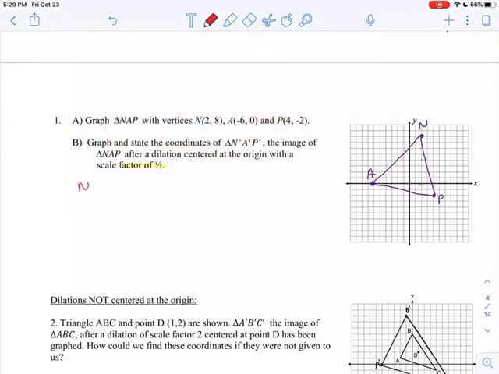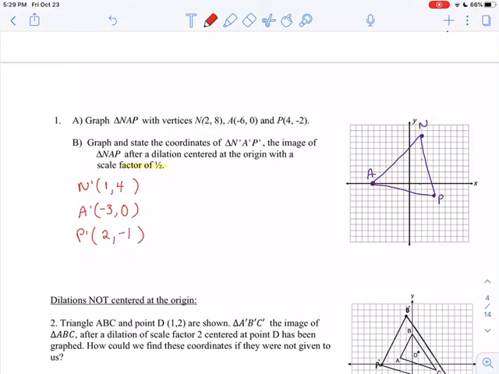And I'm going to do a dilation, okay? I want to graph and state the coordinates of N prime, A prime, P prime after a dilation of 1/2. So all I'm doing is taking each of the points from the pre-image and multiplying by 1/2. So N, I'm multiplying by 1/2. 2 times 1/2 is 1, and 1/2 times 8 is 4. Taking a half of each point.